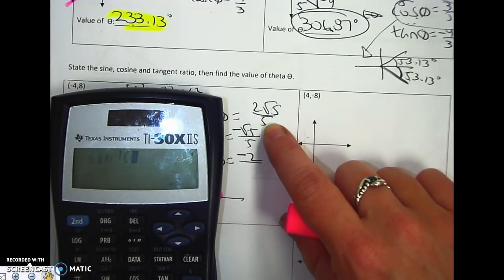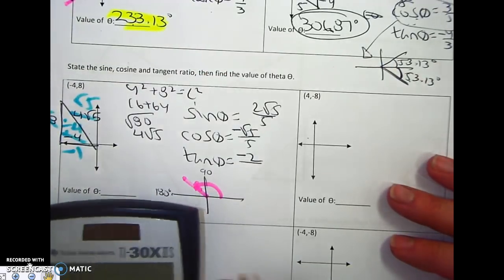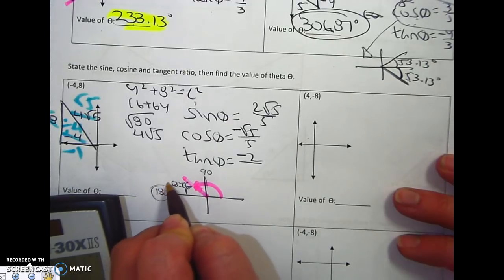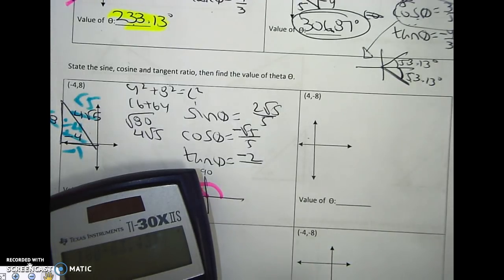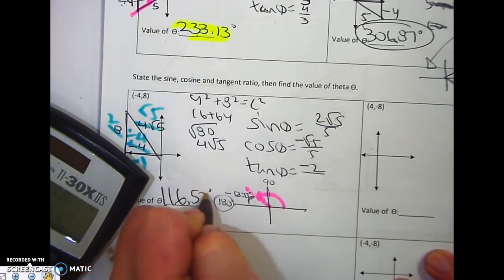Inverse sine of 2 rad 5, parentheses, divided by 5. And I get 63.43. It's weird how that worked out to be the other. Oh, because it was the same ratio. So I get 63.43. That 63.43 represents this reference angle. So I need to go 180 minus that. So 180 minus 63.43, and I get 116.57 degrees.